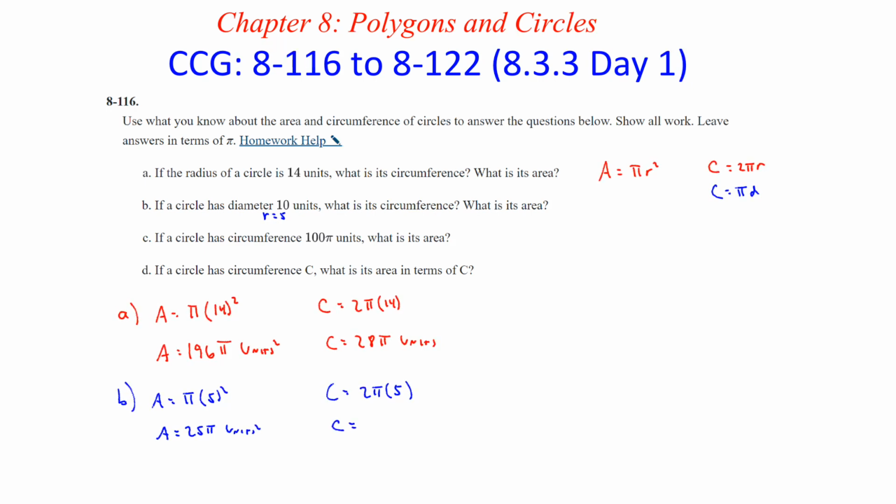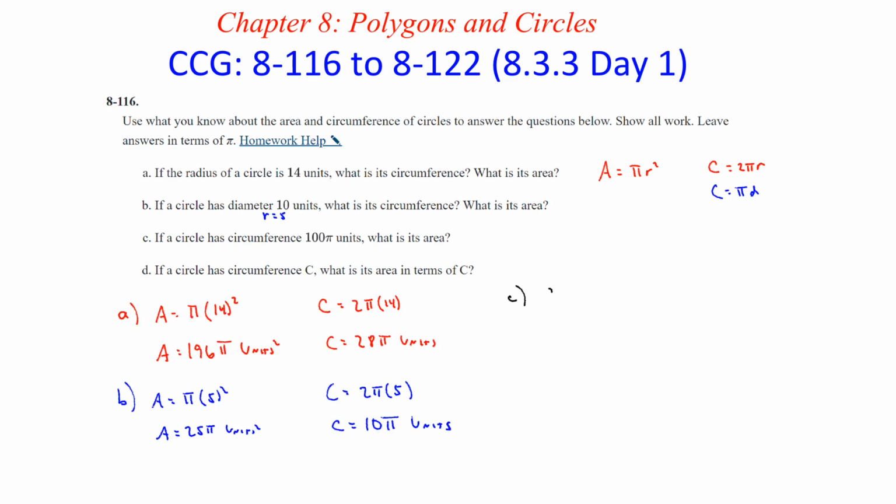So let's see what we get. Circumference is 10 pi, and that's 10 pi units. All right, so I think we're good there. Let's move on to C. If the circle has a circumference of 100 pi units, what is its area?